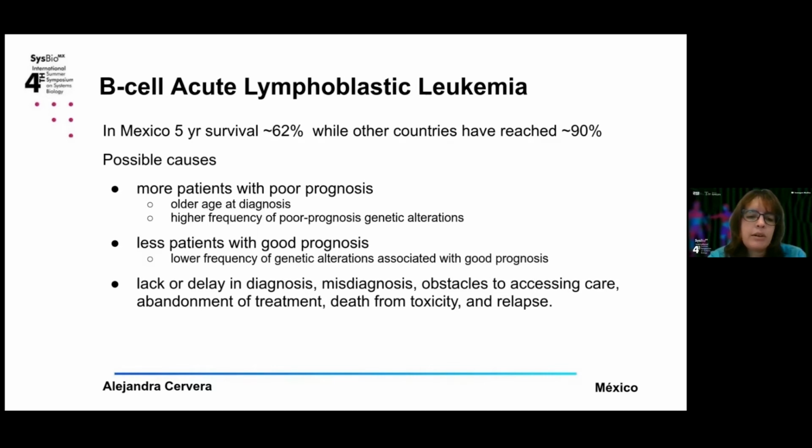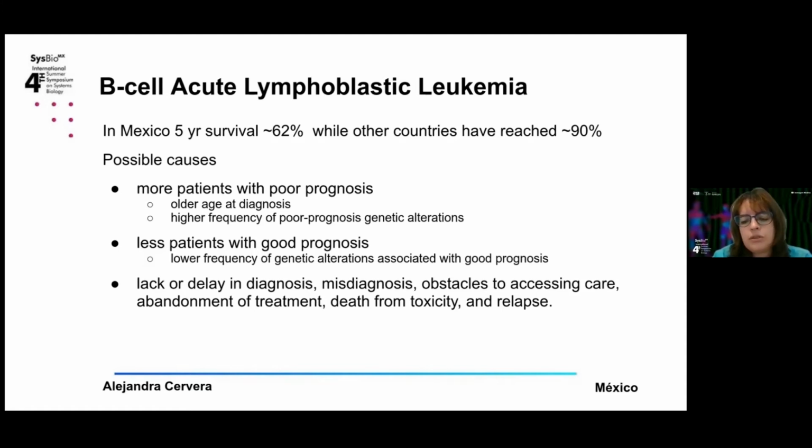And the environmental causes that can be causing this disparity in survival, of course, may be due to lack or delay in diagnosis, misdiagnosis, obstacles to accessing care, abandonment of treatment, death from toxicity, and relapse. So this is a project that's been sponsored by the Health Ministry in Mexico, and the idea is to try to help improve diagnosis and also to assign patients to the right treatments so we can lower the death from toxicity in these patients.